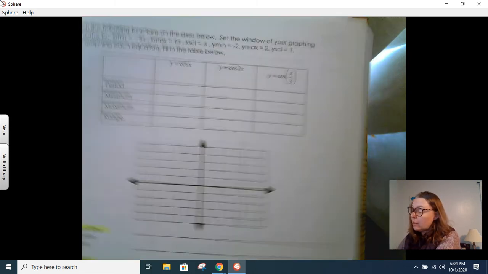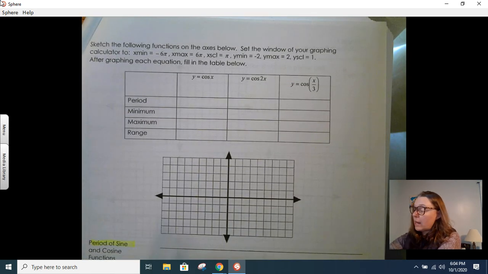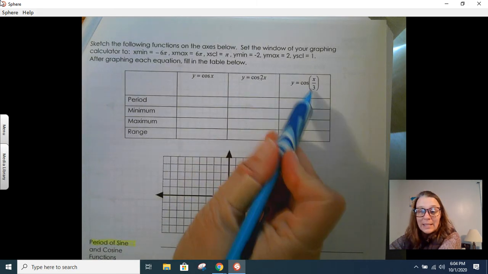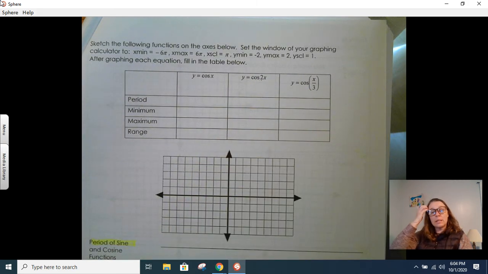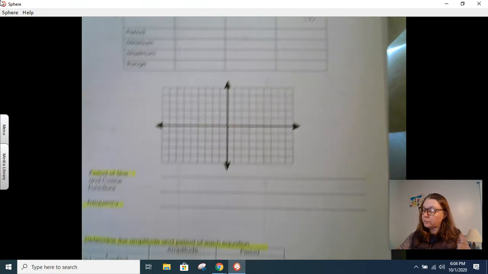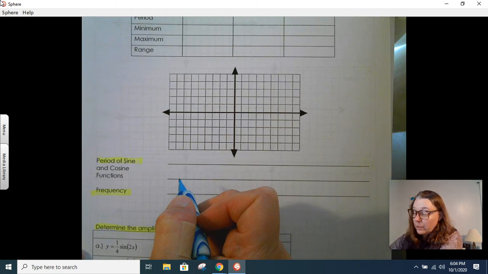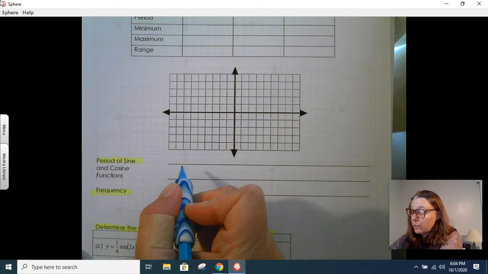Okay, so then we also were getting into period and noticing that the number kind of multiplied inside. We were noticing in our Desmos activity that it changed the period, so the horizontal length of our cycle. So the period for a sine or cosine function is always going to be 2 pi for the parent function. The period is 2 pi.